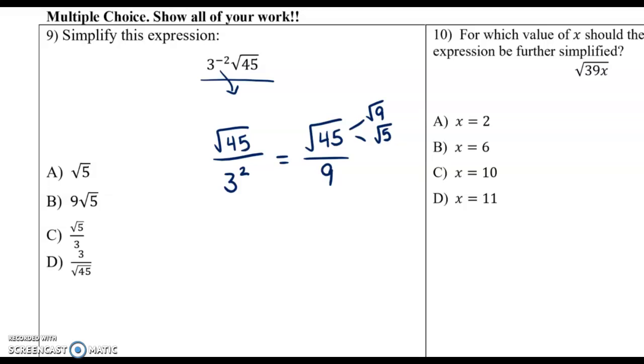So the top becomes 3 root 5, and the bottom becomes 9, which I can then continue to simplify a little bit further. Divide them both by 3, and I end up getting 1 root 5 over 3, which is the same thing as root 5 over 3, which is C.